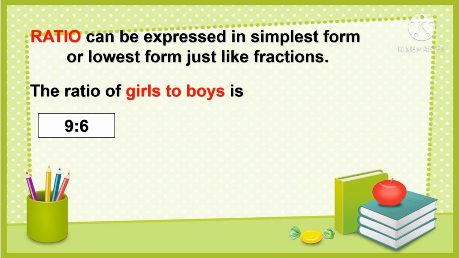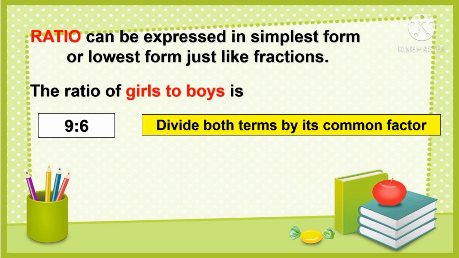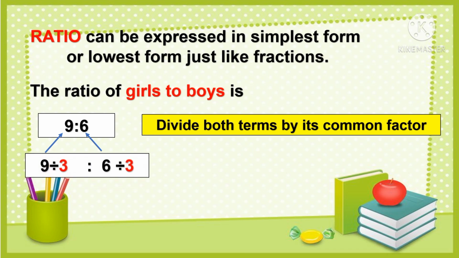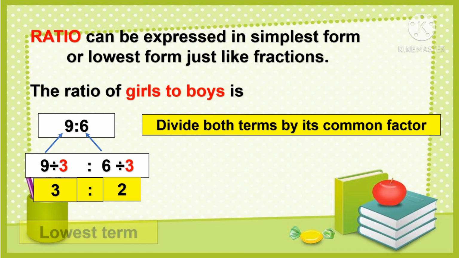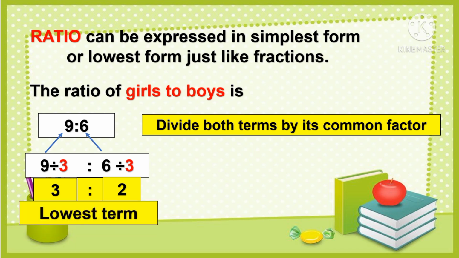Remember, always reduce your answer to lowest term. To reduce 9 and 6 to lowest term, we need to divide both terms by their common factor. So, the greatest common factor of 9 and 6 is 3. Let's divide the first term and the second term by their GCF. So, 9 divided by 3 is equals to 3 and 6 divided by 3 is equals to 2. So, the lowest term of 9 is to 6 is 3 is to 2. We will do the same process in fraction form.